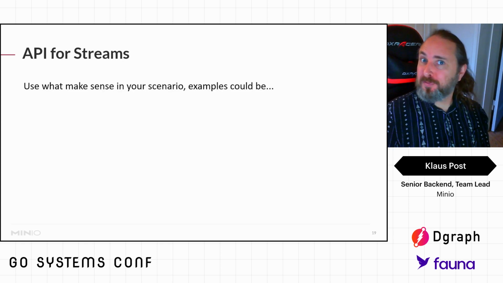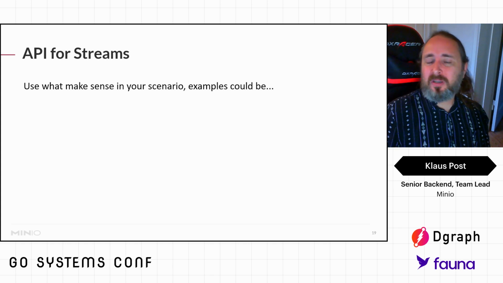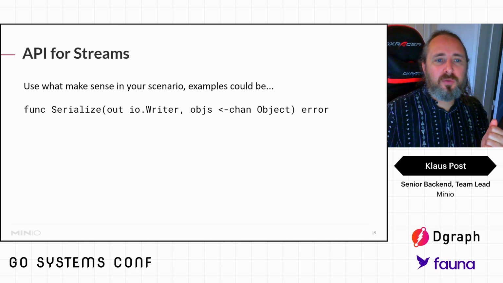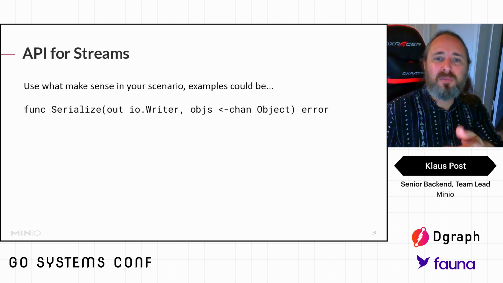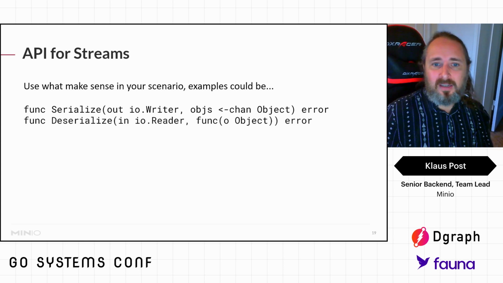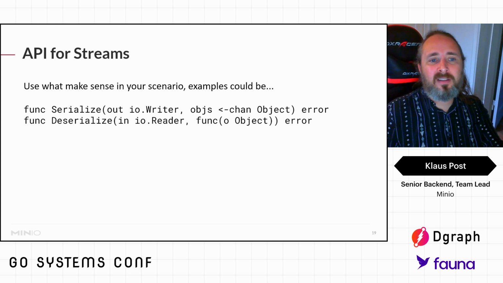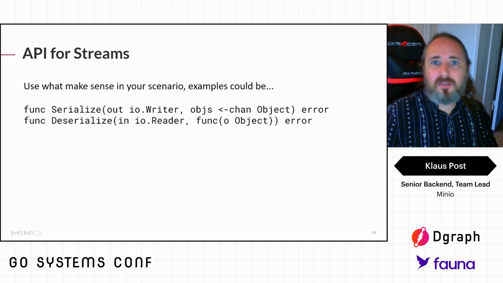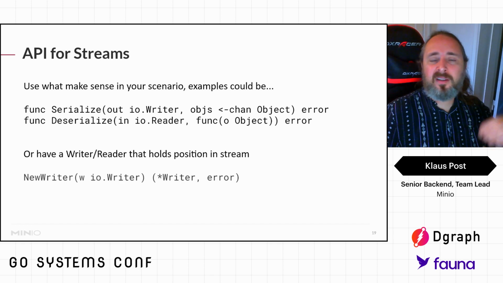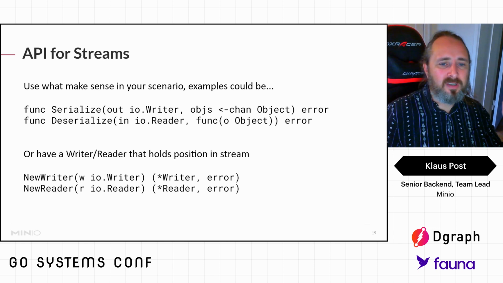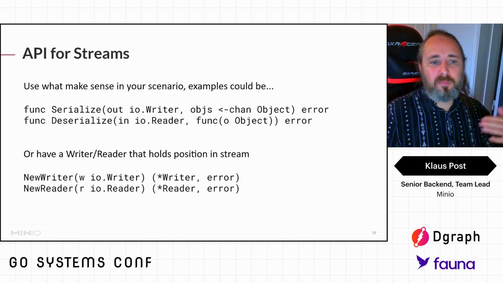So for streams, I'm a bit more flexible. What makes sense in your scenario is generally what I would recommend. Something that could work is that you have a writer where you write the serialized output to, and you simply have a channel of objects where you send objects to be serialized. For deserializing, you could have a function that receives the input, and you have a callback for every object that you get. You can do this whichever way makes sense for you. In other cases, you might want to have a reader or writer that holds the position and can be passed around. So you simply create a writer that writes all your serialized data to the output. The reverse, you give it an input and it provides functions to read back from the stream.